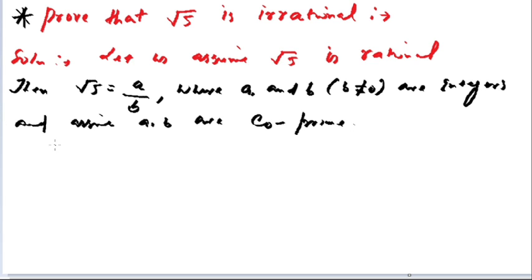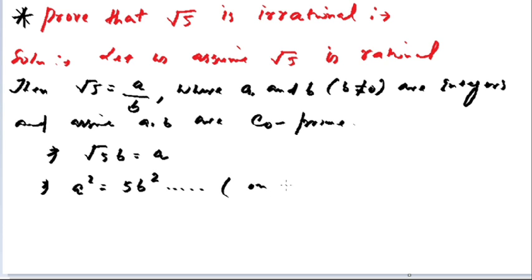ठीक है बेटा, तो यहाँ पे जो मेरा निकला root 5 is equal to a by b, then I can write here root 5 b is equal to a. ठीक है बेटा, now squaring on both sides, that is a square is equal to 5b square. ठीक है बेटा, on squaring, और इसका नाम आप इक्वेशन 1 रख सकते हैं. इजी है, just you have to focus on the board, you have to follow the steps and you can do it. ठीक है बेटा, तो यहाँ पे मेरा निकला a square equals 5b square.